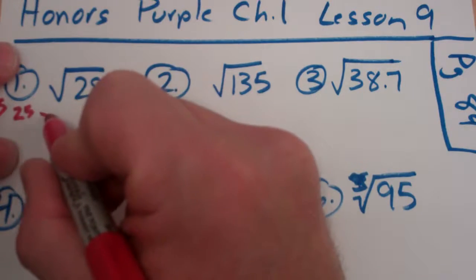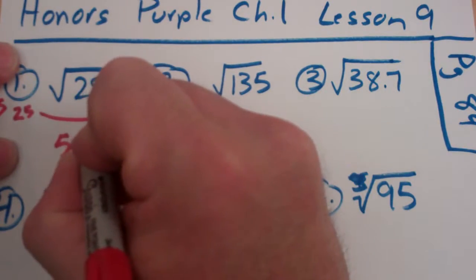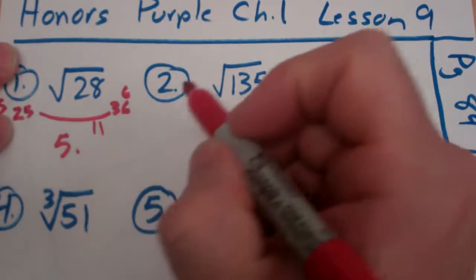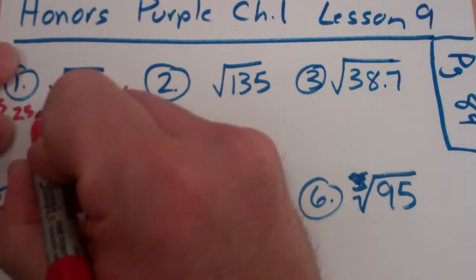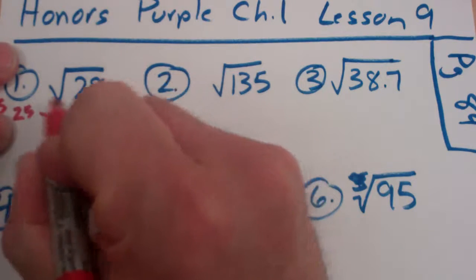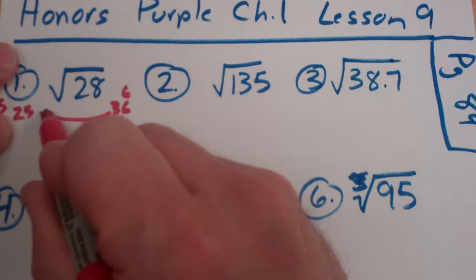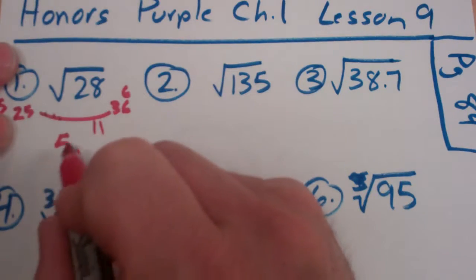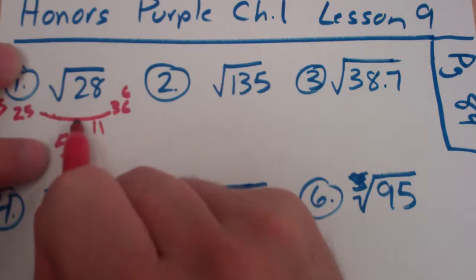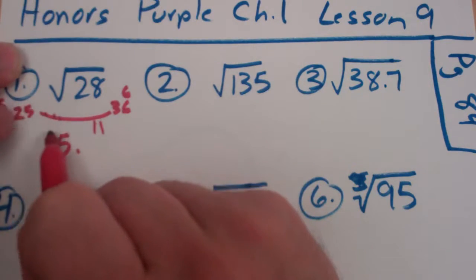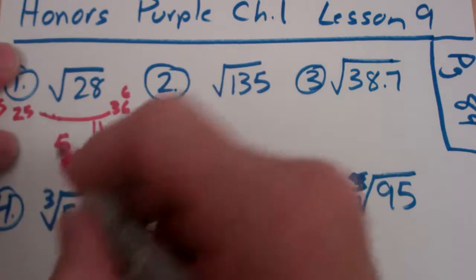Alright, so between 25 and 36, I do a subtraction problem. There are 11 numbers in between 25 and 36. If I do this subtraction problem, 28 minus 25, I'll find out of those 11 steps to get to 36, I'm only 3 steps along the way. That will tell you it's going to be closer to 5, because what would be right in the middle would be 5.5 steps. We're not to there, we're on the lower side of this, so it would round down to 5. But I'll go ahead and show you that anyway.